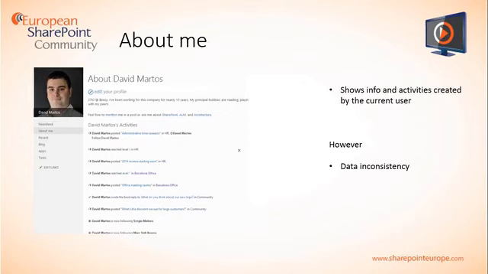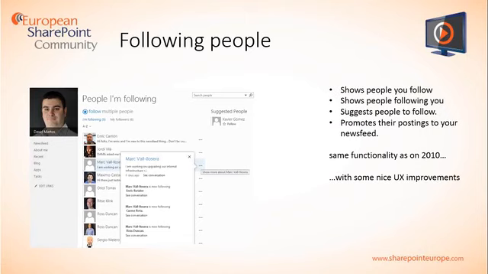As I said, you can follow four types of things. You can follow people, so you have a page that shows people you follow and people following you. The page suggests people to follow and promotes postings of these people to your newsfeed. So it's the same functionality as in 2010, apparently, but with some nice UX improvements. It was really a UX nightmare in 2010, and now it seems to be at least better. I don't know if it's perfect, but at least it's better.